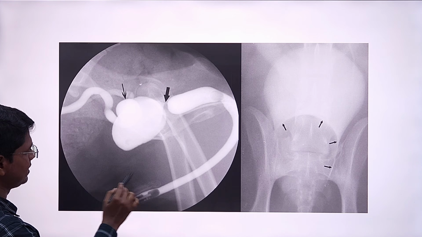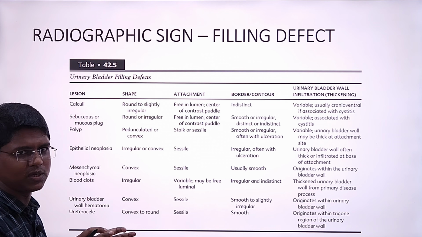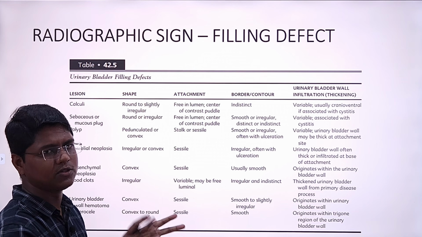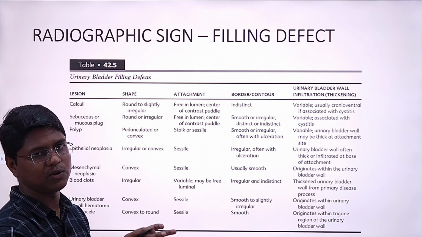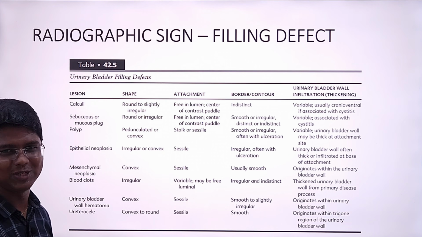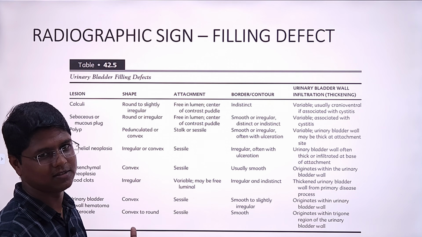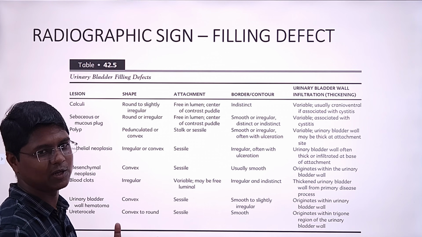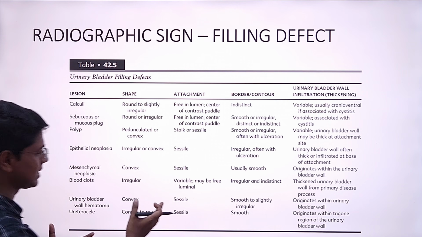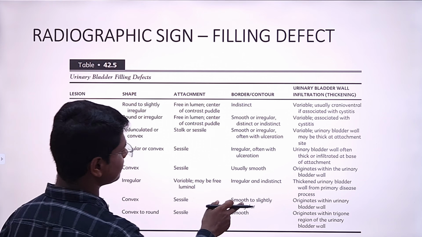Also you may differentiate between the neoplasias. Neoplasias usually are not free. Stones are free. Blood clots may be free or may be attached. So those filling defects can tell you what is inside the bladder. But you see, the best is ultrasonography. There is no denying that radiography is better than ultrasonography like this, but if you do not have a facility, you can rely on radiography. Take a screenshot of this one. You can note down and read up on them.